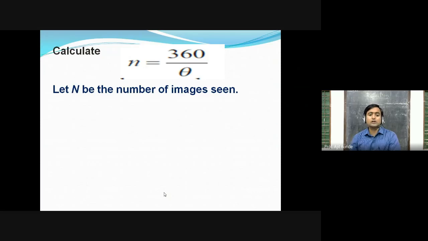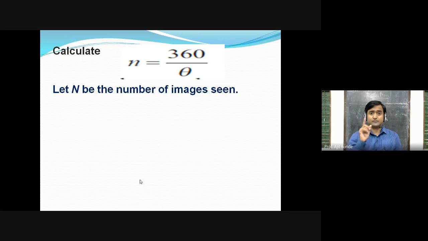Now see the formula, N is equal to 360 upon theta. If we take an example of theta as 90 degrees, then what will happen? 360 divided by 90 is 4. But now the answer comes to be an even number. If the answer comes to be an even number, you have to subtract 1 from it.